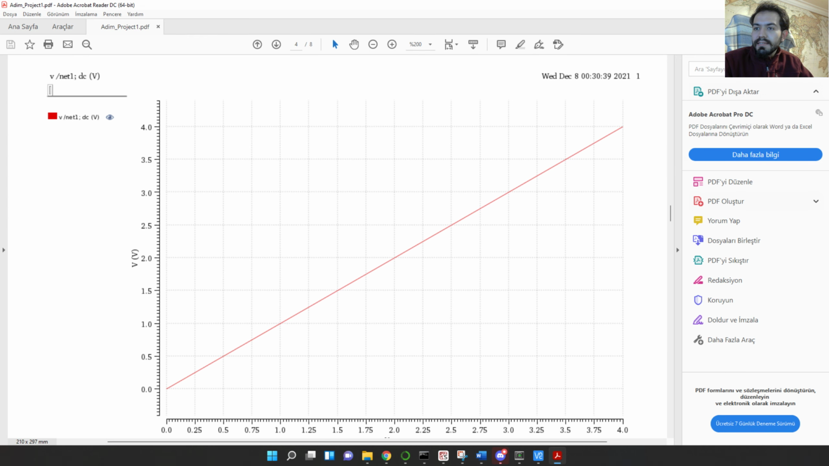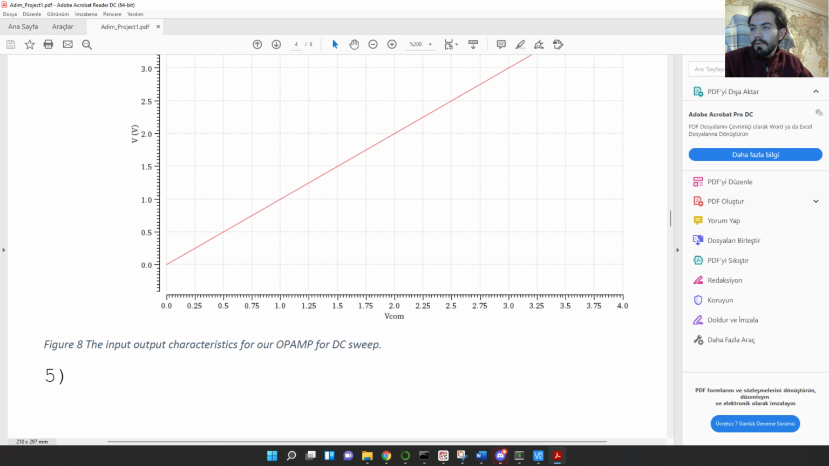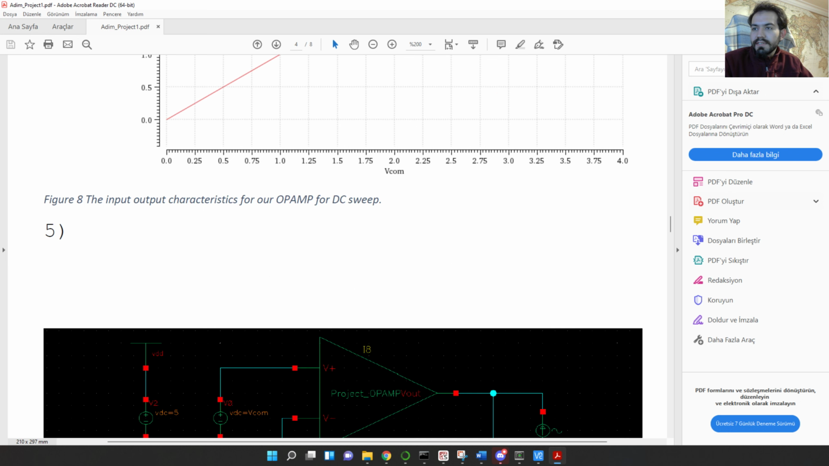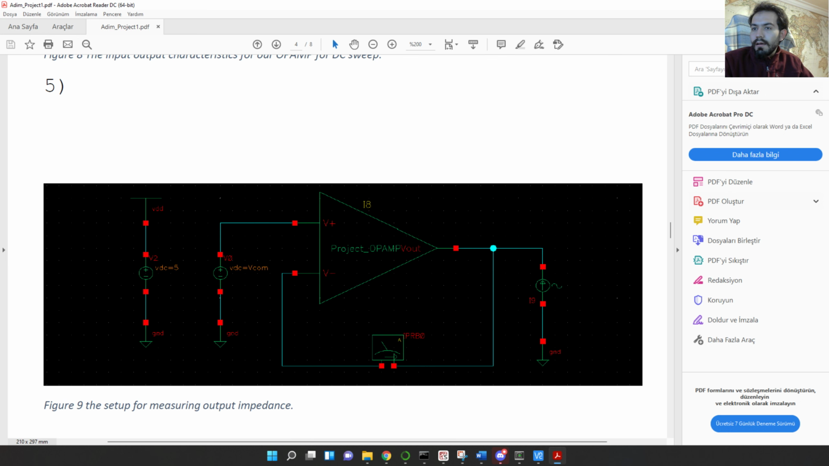And when we tested the input common mode range, as you can see, the op-amp continues its linear output from 0 volts up to 4 volts when we change the common voltage from 0 volts to 4 volts, which is real nice.